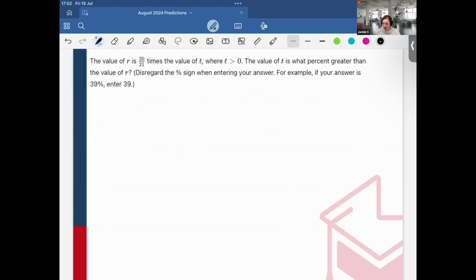So the value of R is 20 over 21 times the value of T, where T is greater than 0. The value of T is what percent greater than the value of R? Okay, so if I wanted to get T, I would just multiply each side by 21 over 20, the reciprocal, so it'd be 21 over 20 R is equal to T. So now that I've defined the terms, I can just do the percent increase formula.